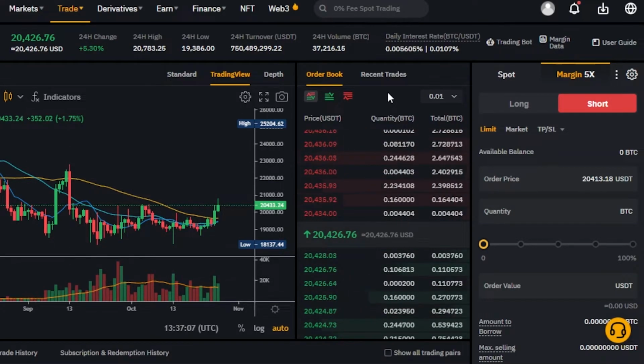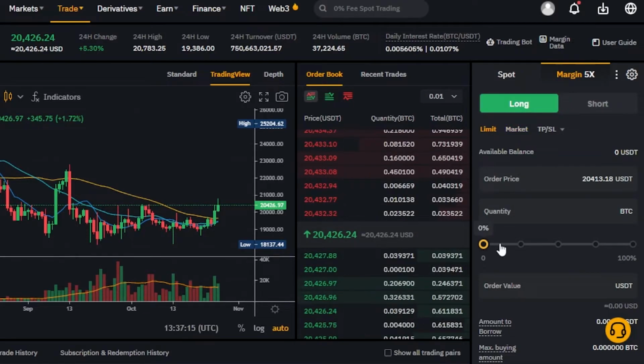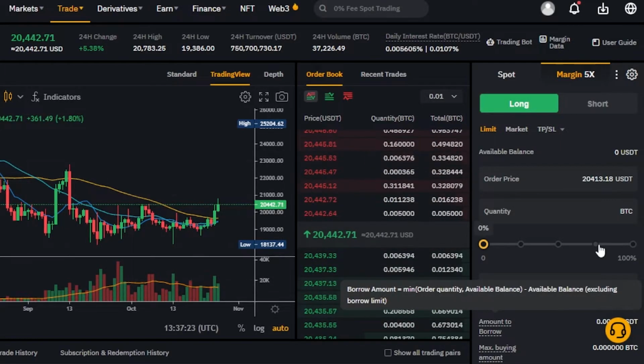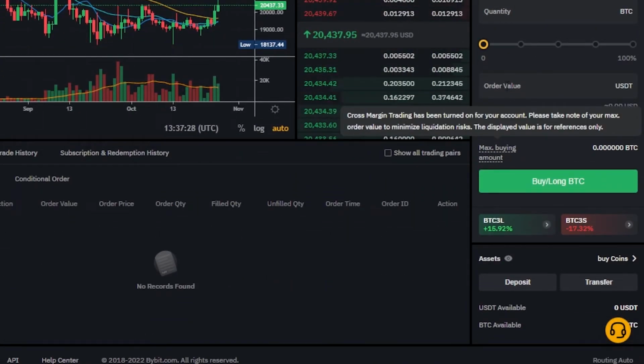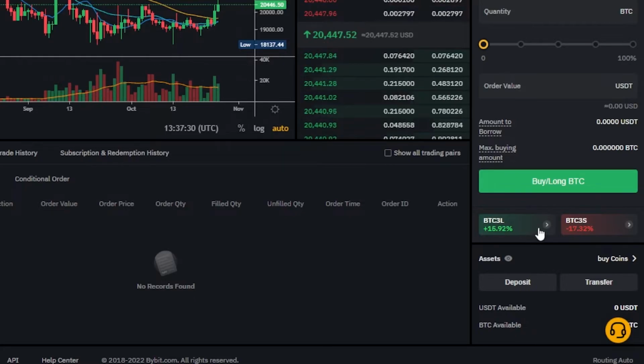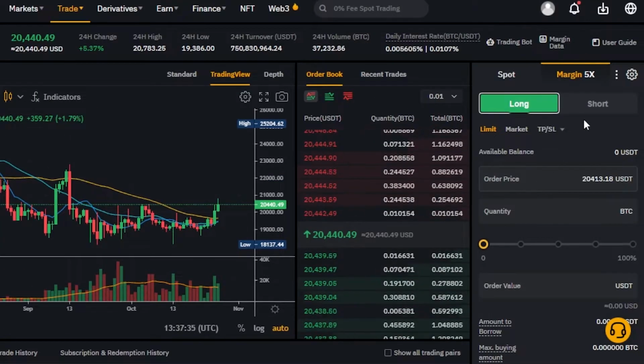Bybit is a really good choice for you. We have short here for the margin. I'm actually going to switch to long. So we're going to buy and it's going to be long. For this, we have long and short options. For long: order price, quantity, percentage, order value, amount to borrow, and maximum amount. This is really important: the maximum buying amount and the order amount right here. These are again some of the tokens. Click on buy long BTC and you will be able to buy it.